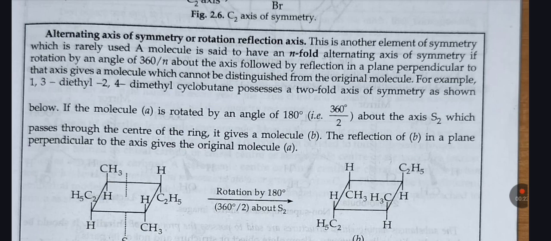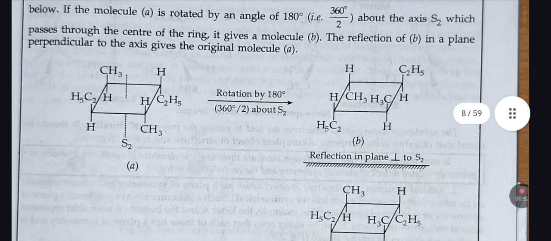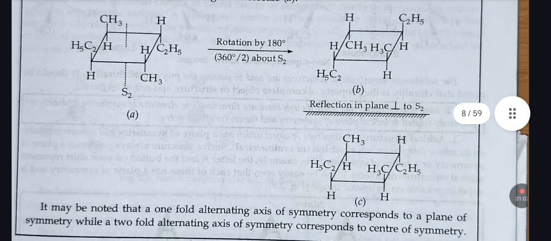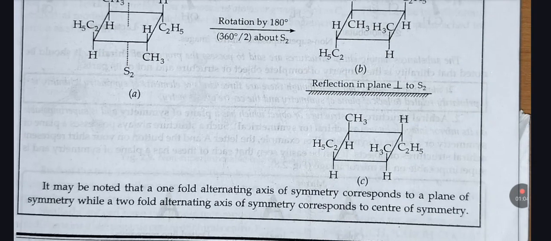For example, 1,3-diethyl-2,4-dimethylcyclobutane possesses a two-fold axis of symmetry as shown below. If the molecule A is rotated by an angle of 180 degree, that is 360 by 2, about the axis S2, which passes through the center of the ring, it gives a molecule B. The reflection of B in the plane perpendicular to the axis gives the original molecule A. A gives, on rotation by 180 degree, 360 by 2, about S2, B. Then reflection in the plane perpendicular to S2 will give C.